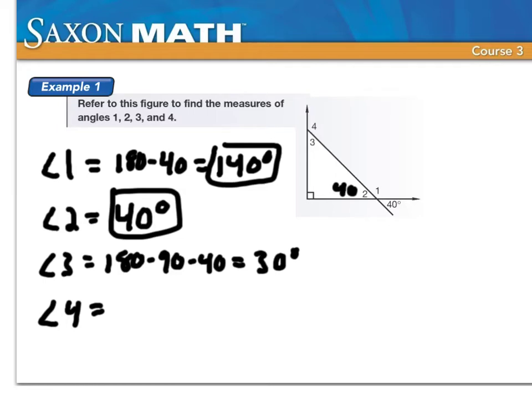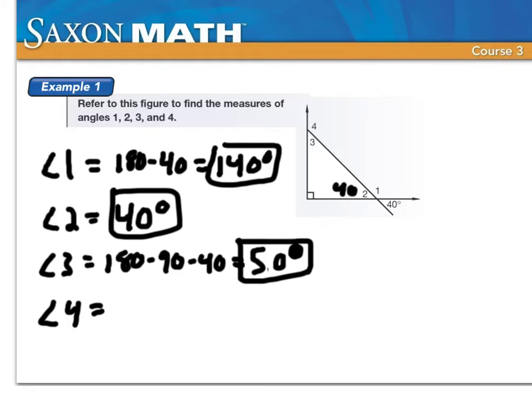My fault. Mr. Ayers messed up on his math. Sometimes that happens, but we fixed it. So again, 180 minus 90 is 90, and 90 minus 40 is 50. Again, we know that because all the angles in the triangle have to equal 180 degrees.